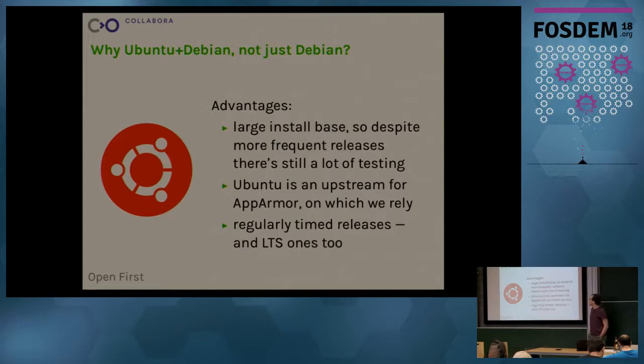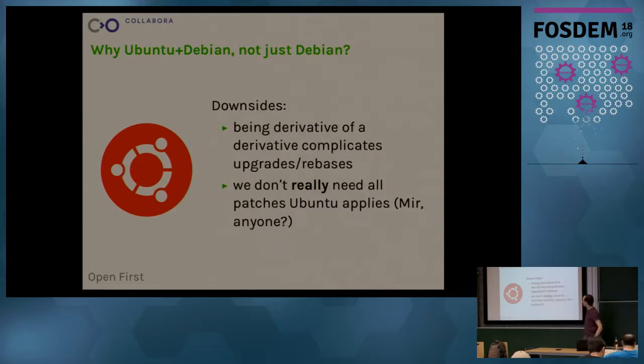Ubuntu, on the other hand, has also quite a large install base because lots of people who are too lazy to run Debian just run Ubuntu, for example. So there's quite a lot of testing despite more frequent releases. Ubuntu is an upstream for AppArmor, which was quite important when Apertus was created, because we heavily rely on AppArmor for privilege separation and security. And they've got regular timed releases, and they also had an LTS when Apertus was created. These days we've got LTS in Debian as well, but back then it wasn't yet like that.